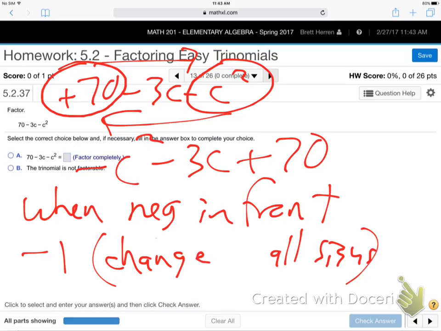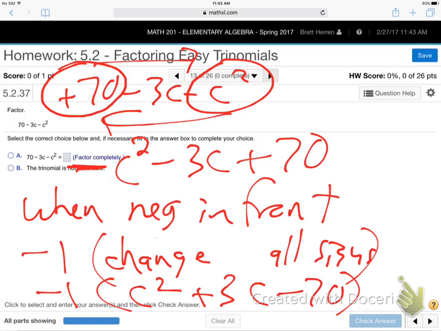So, is everybody catching this? A special thing we have to do when the front term is negative. Minus c squared there in the front. When the front term is negative, we have to take out a minus 1, and that's going to change all the signs on the inside. So it'll become a regular c squared plus 3c minus 70. See how they all change? Minus c squared became regular c squared. Minus 3c became plus 3c. Plus 70 became minus 70. See how all the signs changed?